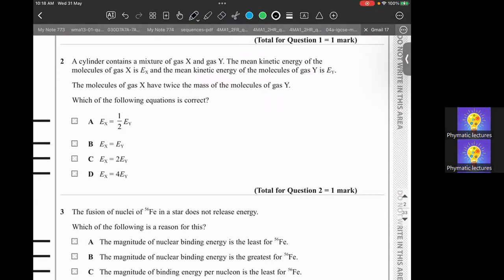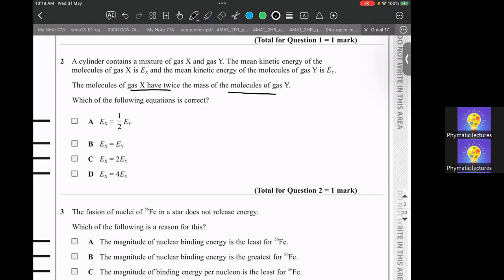Now a question related to the kinetic theory of gases. A cylinder contains a mixture of gas X and gas Y. The mean kinetic energy of the molecules of gas X is Ex, and the mean kinetic energy of the molecules of gas Y is Ey. The molecule of gas X has twice the mass of the molecules of gas Y. So here, the mass is different for gas X and gas Y. Which of the following equations is correct? Ex is equal to half Ey. Ex is equal to Ey. Ex is 2 Ey. Ex is equal to 4 Ey.